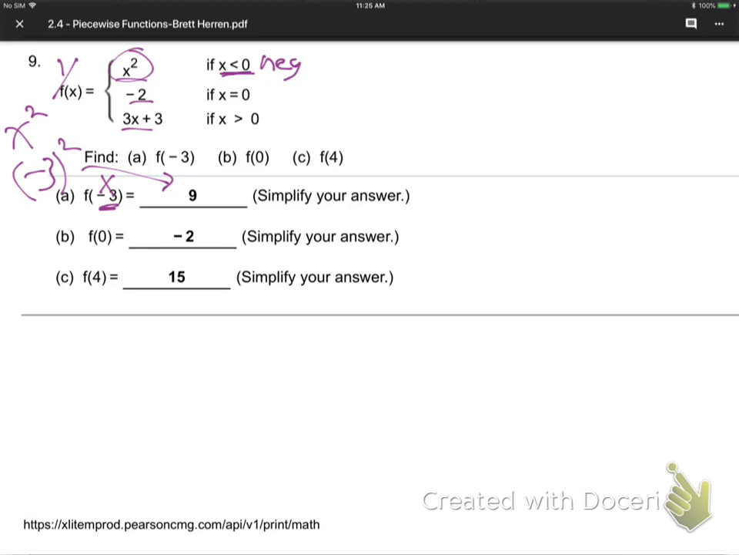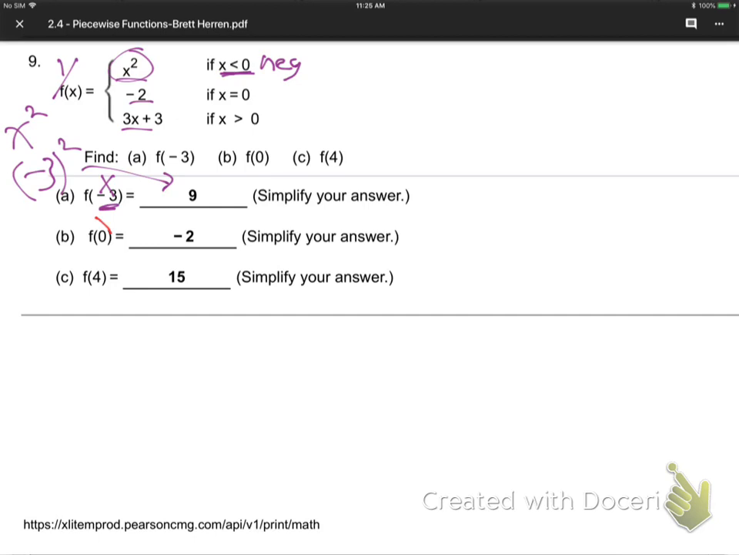So you're always looking and saying, which one do I plug into? So those are the equations that we choose from. It's going to be one of those three, the top, middle, or bottom, always, depending on your x value. Exactly. All right, let's do part B.